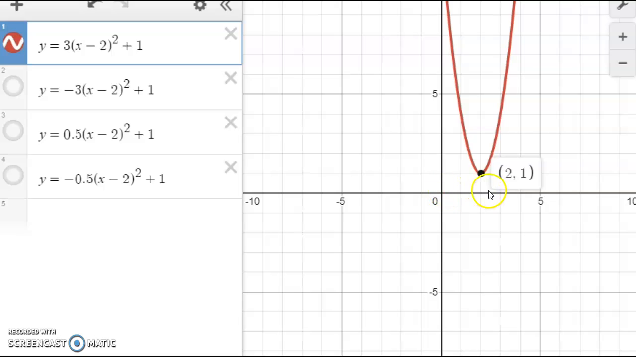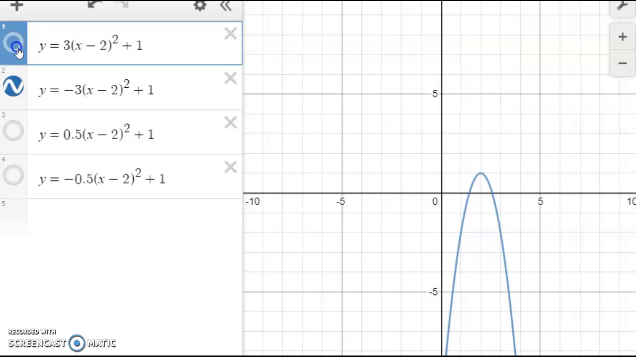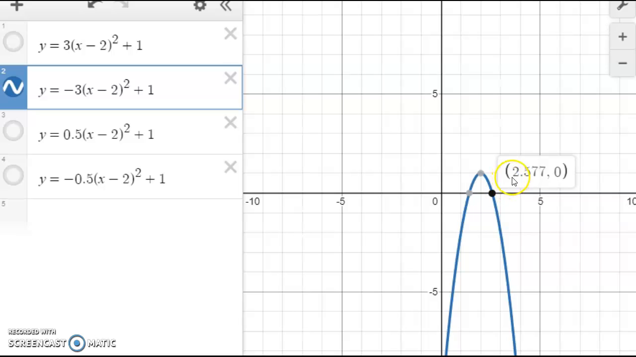What about the x-intercept? Does it go through the x-axis? No, it does not have any x-intercept because it does not go through. What about the second equation? Okay, let's get rid of this one. The second equation, the vertex is 2, 1 again, and the x-intercepts are 2.577, 0 and 1.423, 0. So if you just click on the x-intercept, it's going to give you the coordinate.